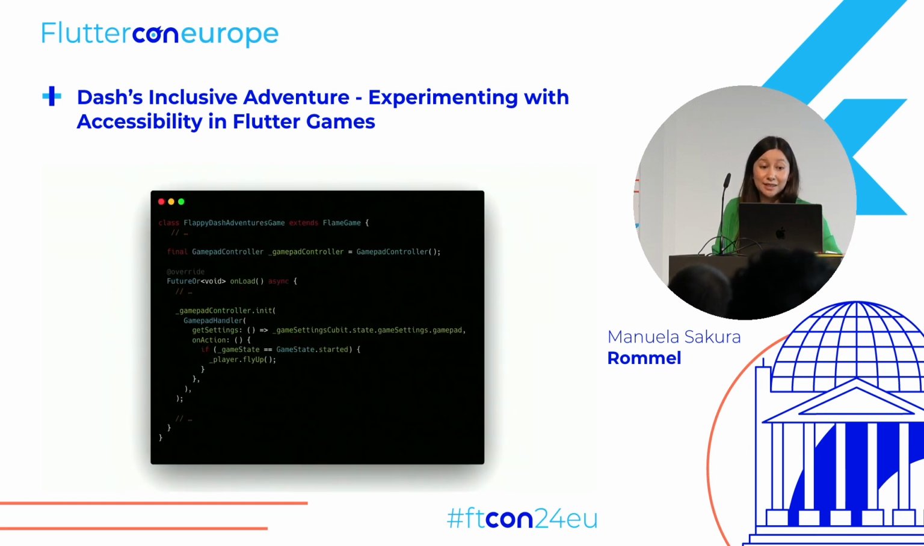So last but not least, we want to use our controller inside the game and perform the user jump when the action button is pressed. And basically that's the code for it.